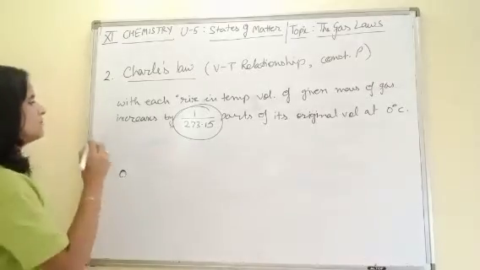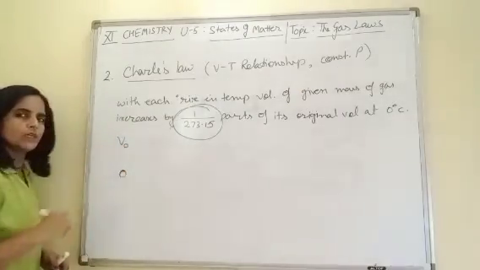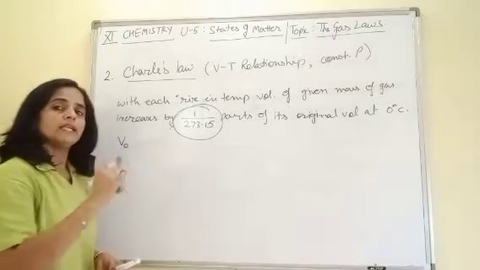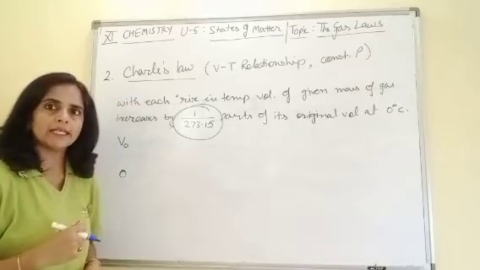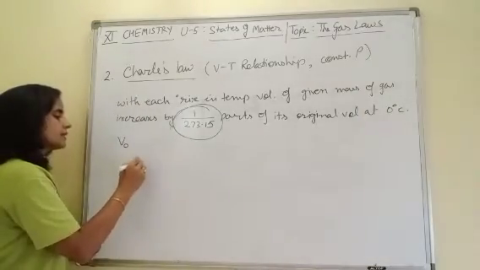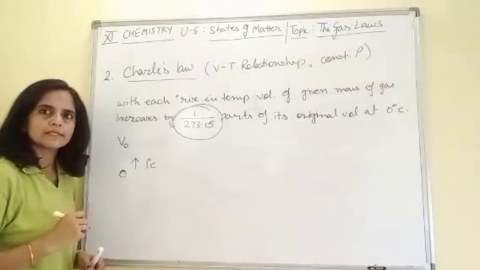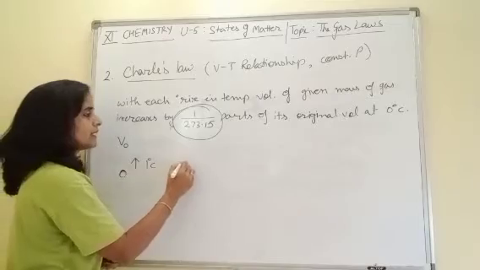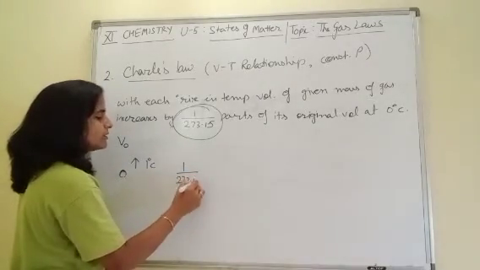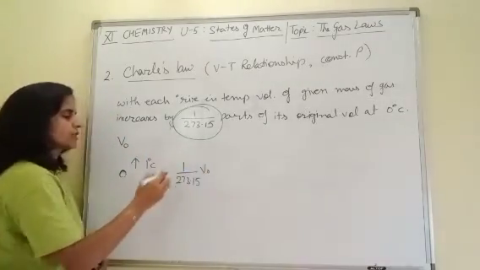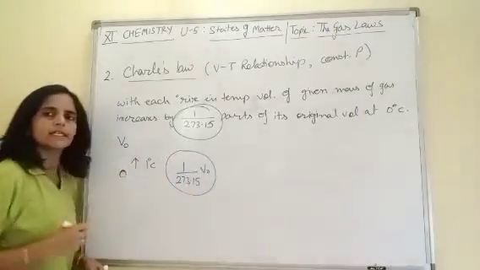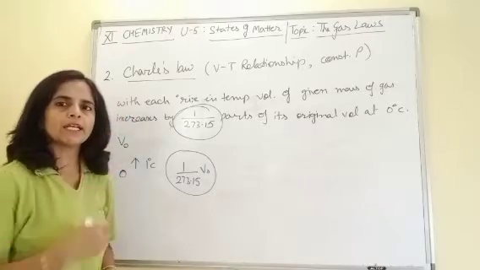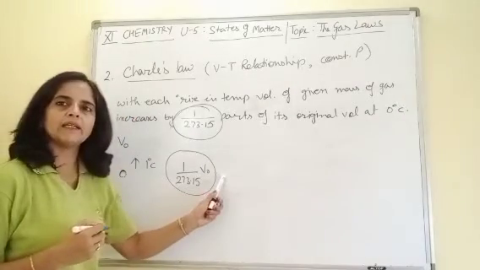Suppose we take the volume at 0 degrees Celsius as V0. Now if I increase the temperature by 1 degree Celsius, how much does the volume increase? It increases by 1 by 273.15 parts of the original volume. This much increase in volume we will observe. Similarly, if I increase the temperature by 2 degrees Celsius, multiply this by 2.